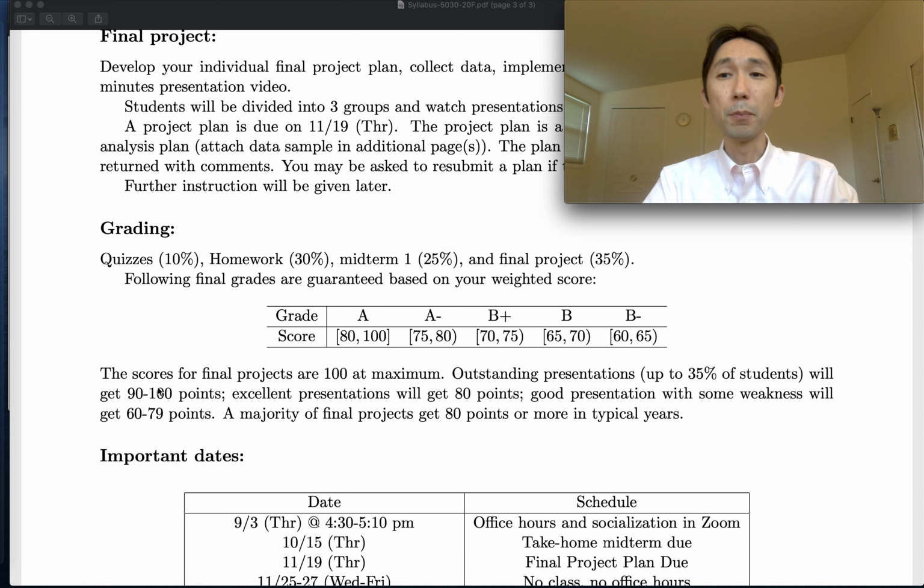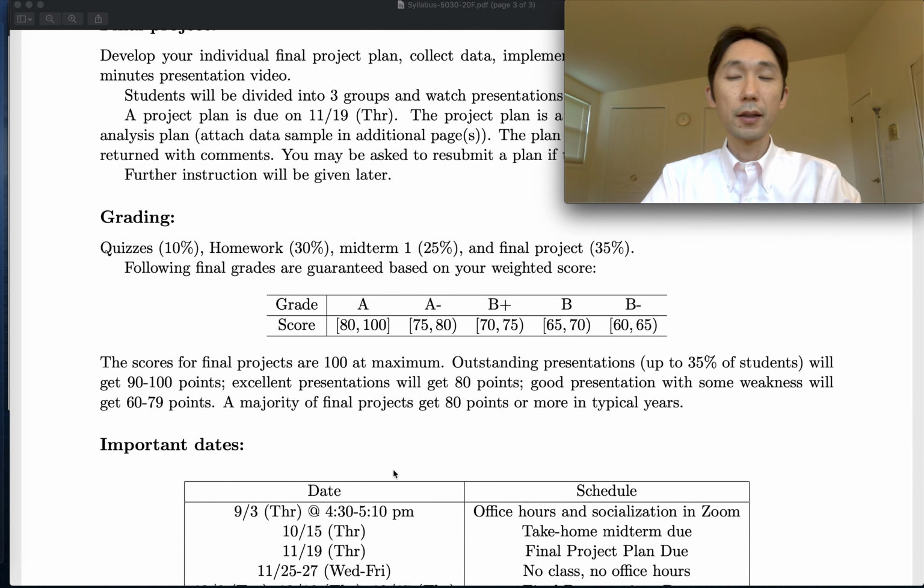In the midterm or homework, if you make mistakes, then your score is not 100. If all final projects get 100, probably it's not fair for the students who didn't get a good score in the exams, but a very excellent presentation in the final project. That's why I make the grading scale in this way.